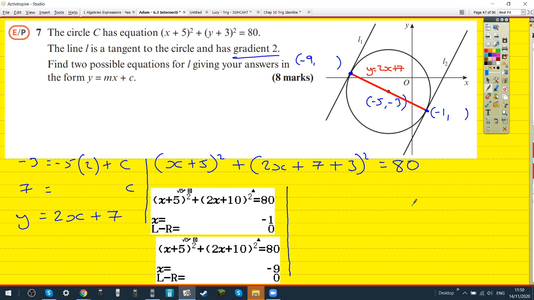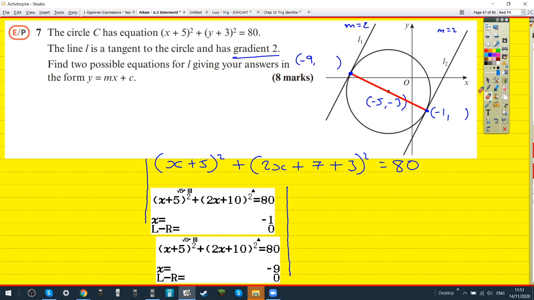Okay. No, so you're correct. You sub them back into y equals 2x plus 7. No. Hang on. The gradient of the tangents is 2. Okay. What's the gradient of the red line? Y equals 2x plus 7. Oh, it's 2. The gradient would be -0.5.